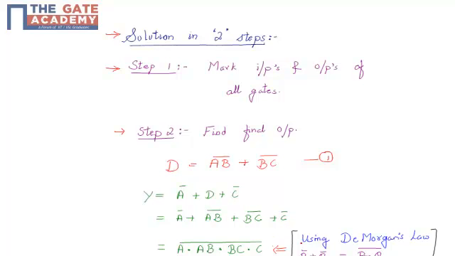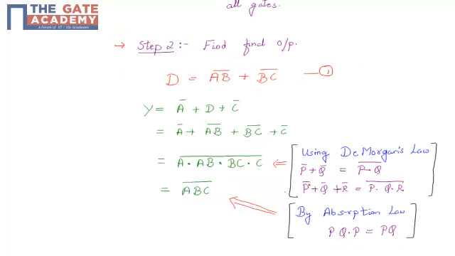Now if we use De Morgan's law, which states that P bar plus Q bar is equal to P dot Q the whole bar, and if we extend the idea, P bar plus Q bar plus R bar would be equal to PQR the whole bar. So what we would get is Y equal to A dot AB dot BC dot C the whole bar.